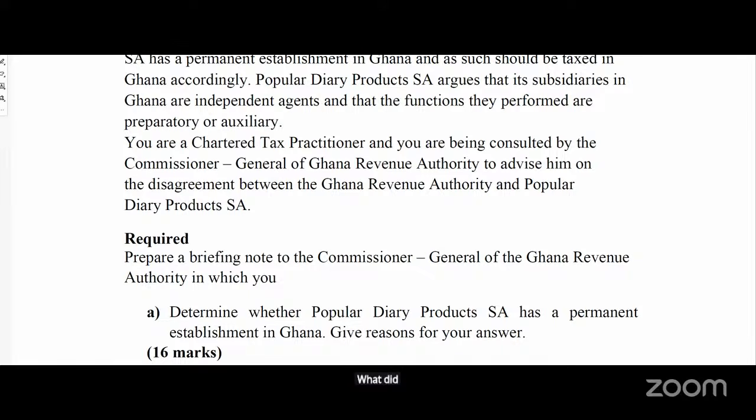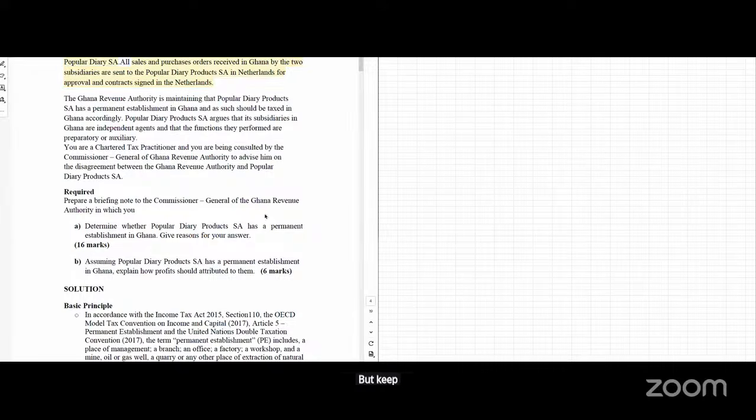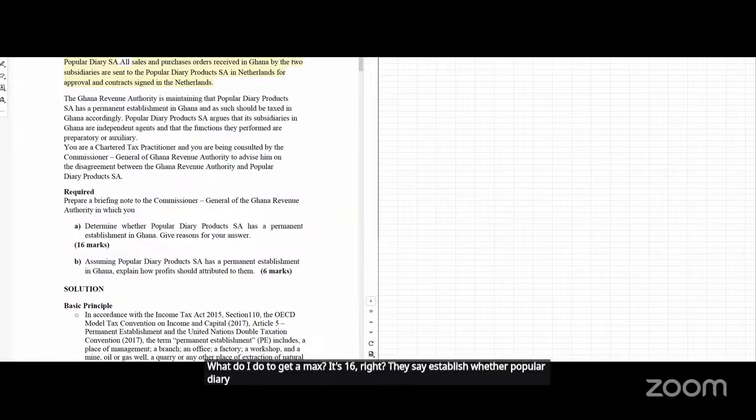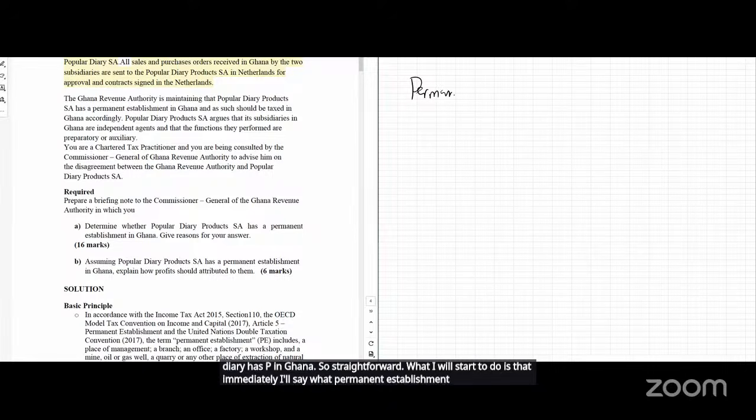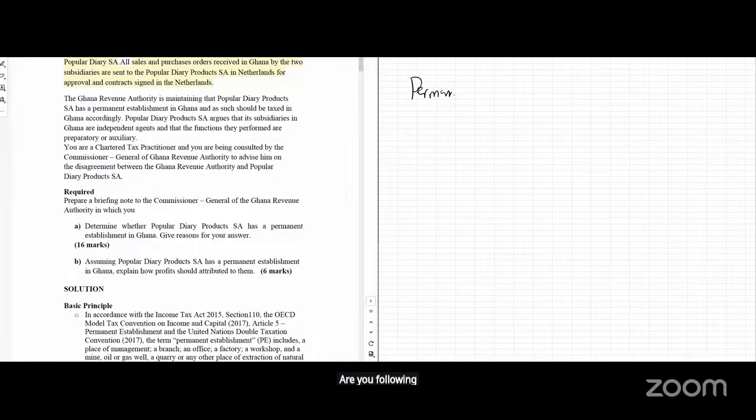What did I say? Not free marks, but cheap marks. Now, let me say I'm in the exam, I'm faced with this question, and I don't know what to do. I'm stuck. What do I do to get some marks? It's 16 marks. They said establish whether Popular Diary has a PE in Ghana. So straightforward, what I will start to do is that immediately I'll say permanent establishment. Are you following? So always use keywords. So far as you know something about the topic, you have a chance of passing.